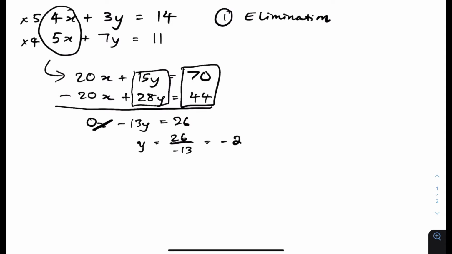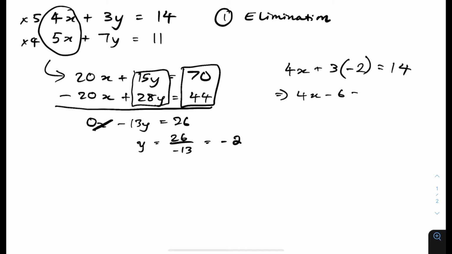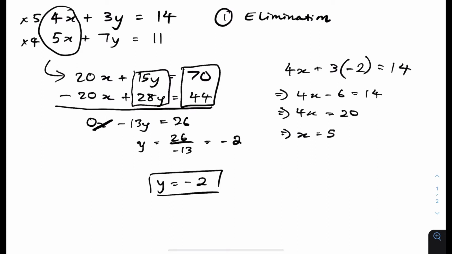Well, now this value of y means that these equations will be true if we find the value of x. So let's just plug into one of the equations now. 4x plus 3, and then we substitute the value of y we got in, is equal to 14, which means that 4x minus 6 is equal to 14. So 4x is equal to 20, and x is equal to 5. So the answer is y equals negative 2, and x equals 5. And we did this by getting rid of one of the variables.